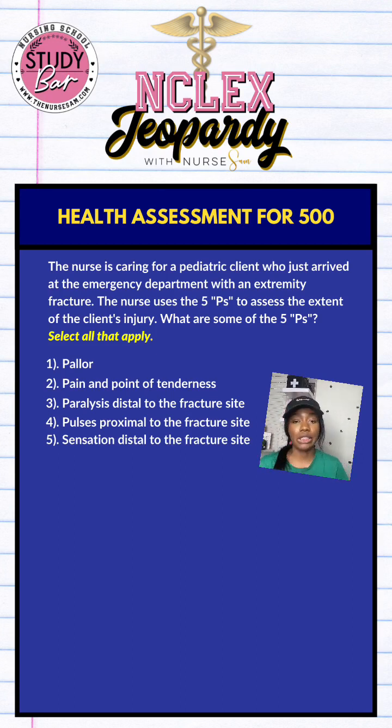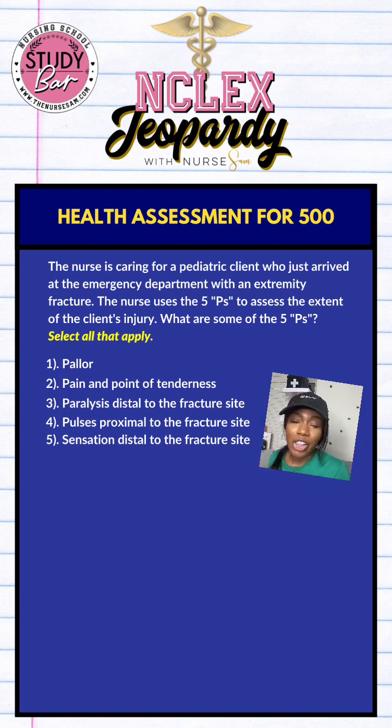All right, so let's read this question. It says, the nurse is caring for a pediatric client who just arrived at the ER department with an extremity fracture. The nurse uses the 5 Ps to assess the extent of the client's injury. What are some of the 5 Ps? Select all that apply. Y'all know the 5 Ps, right? Don't make me have to make a graphic for this, let me write it down.